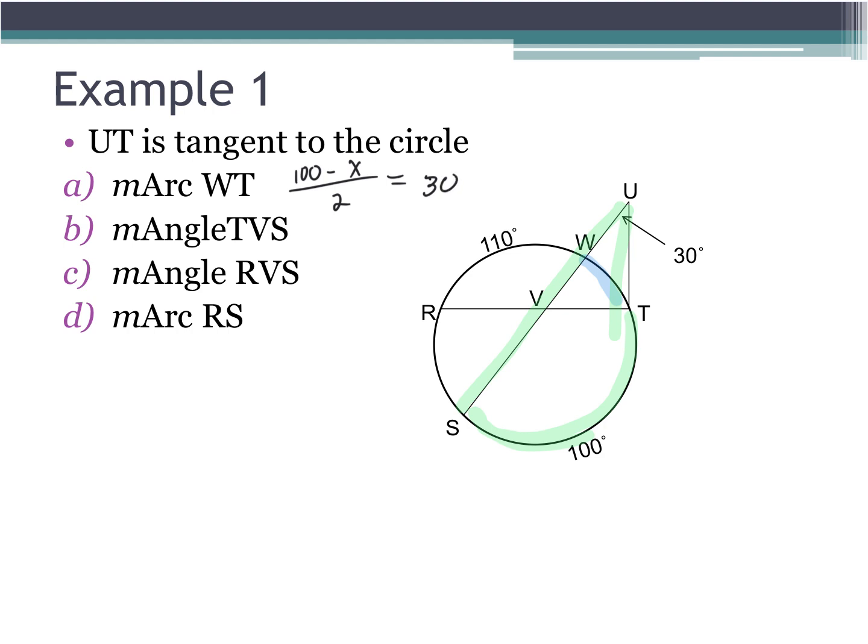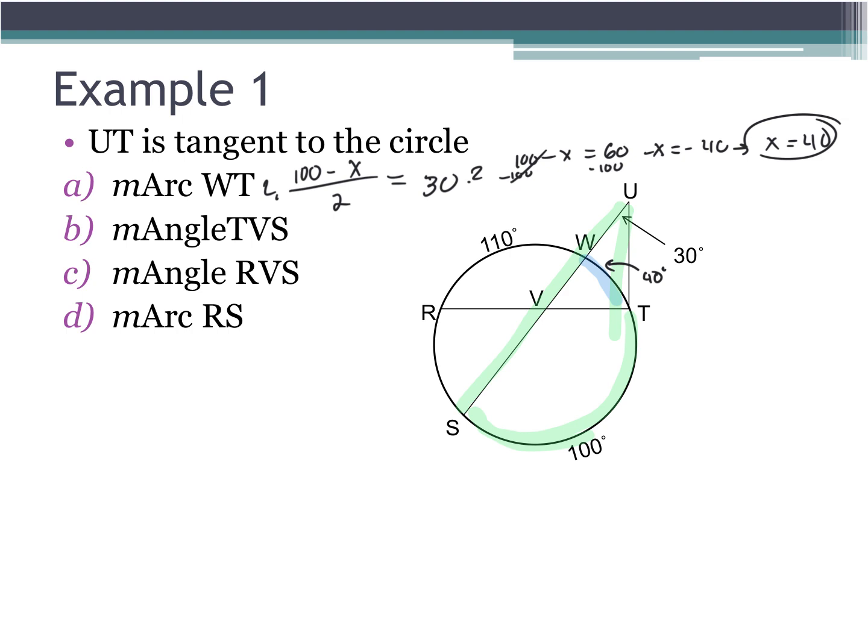So I'm going to multiply both sides by 2 to cancel this fraction. So it's going to leave me with 100 minus x is equal to 60. So I'm going to subtract 100 on both sides. That's going to be x is equal to negative 40. Sorry, negative x is equal to negative 40. So that's going to be x is equal to 40. So that's our answer right here. So I'm going to write that is 40 degrees, that arc, the remaining arc that we have.